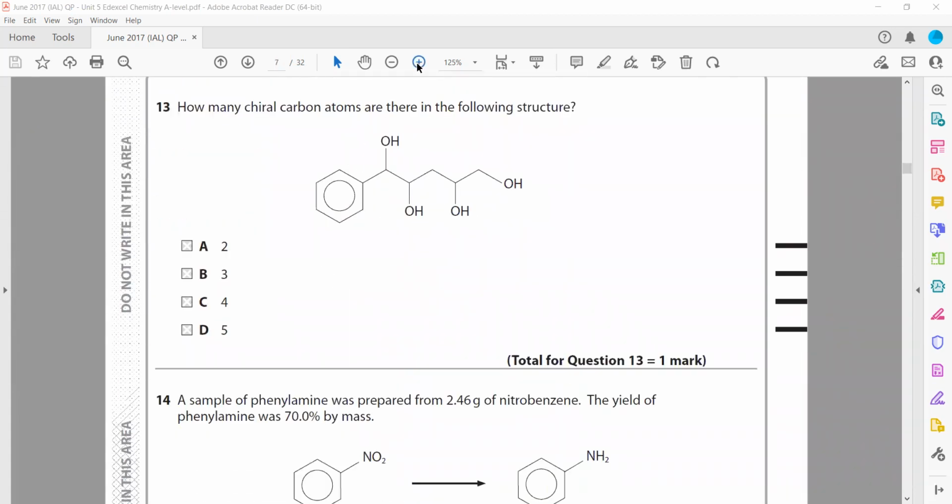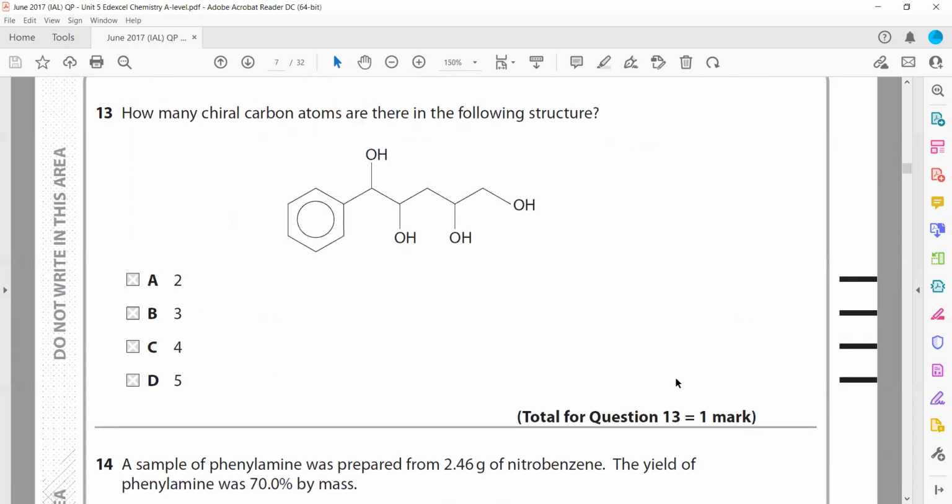How many chiral carbon atoms are there in the following structures? How to identify a chiral carbon? The term chiral carbon refers to a carbon bonded with 4 different groups. So here we don't have a chiral carbon in the benzene ring. When we check this carbon, yeah, it will be chiral because OH is there, CH is there, another group is there and H is there. So this is a chiral carbon.